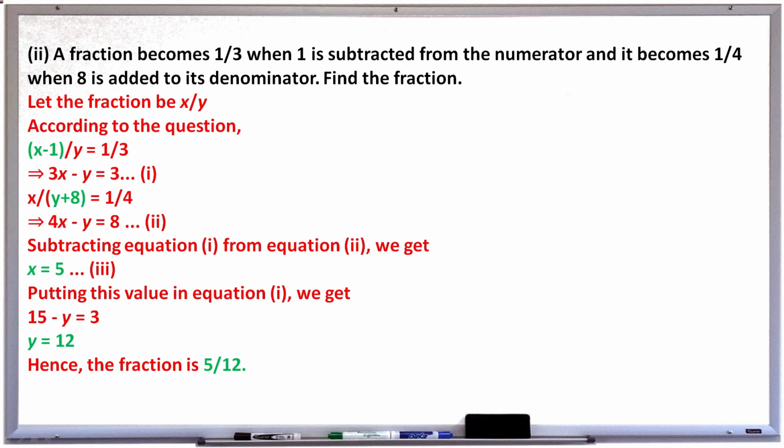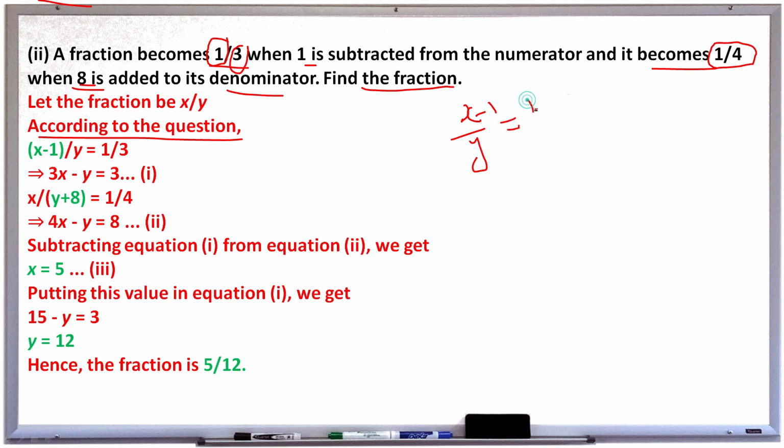Question number 2. A fraction 1 by 3. It is a fraction, numerator over denominator. When 1 is subtracted from the numerator, it becomes 1 by 3, and when 8 is added to the denominator, it becomes 1 by 4. Find the fraction. Let the fraction be x by y. As per the question, 1 is to be subtracted from the numerator, so x minus 1 over y is equal to 1 by 3.